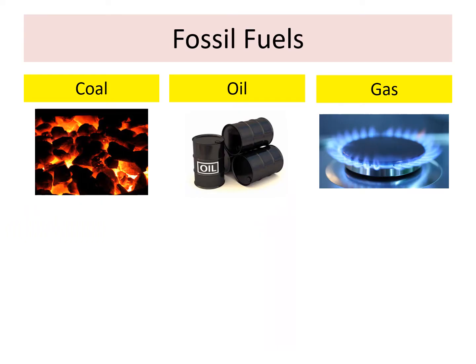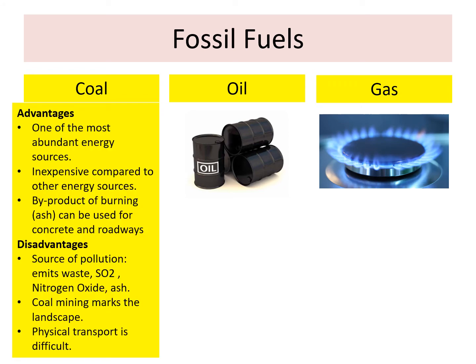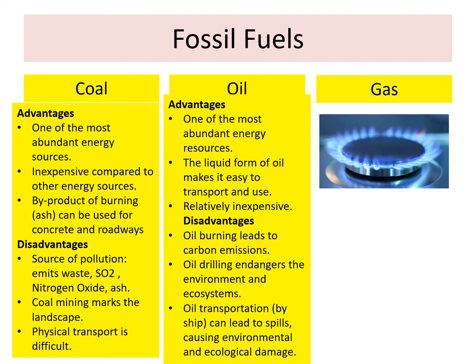Non-renewable energies. Three types of non-renewable energy are coal, oil and gas. The advantages of coal is that it's one of the most abundant energy sources. It's inexpensive compared to others. The disadvantage is it's a source of pollution. Coal mining can mar landscapes and physical transport is difficult.